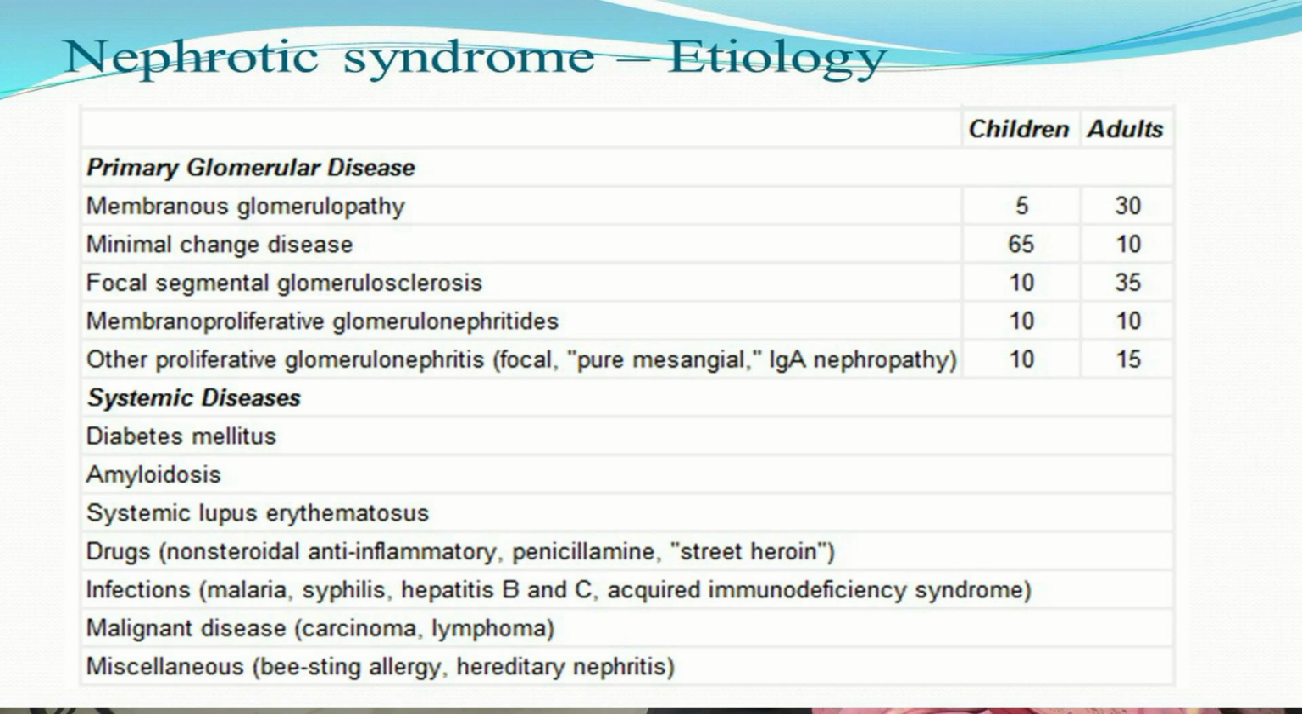Coming to the etiology, we classify nephrotic syndrome as primary and secondary or systemic causes. The primary causes are membranous glomerulopathy, minimal change disease, focal segmental glomerulosclerosis, membranoproliferative glomerulonephritis, other proliferative glomerulonephritis like IgA nephropathy, pure mesangial and focal nephropathy. Coming to the systemic diseases or the secondary causes, diabetes mellitus, amyloidosis and SLE are the most important causes. Other causes are drugs, infections, malignant disease and other allergic reactions.